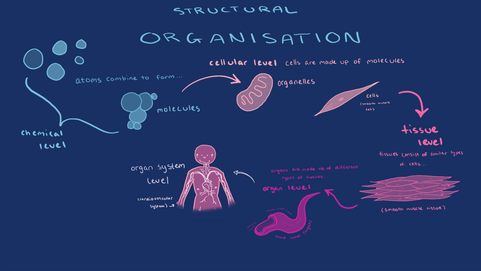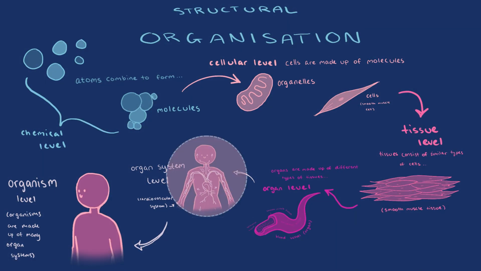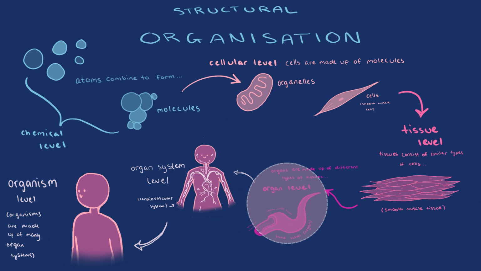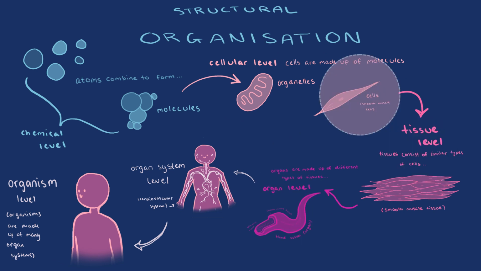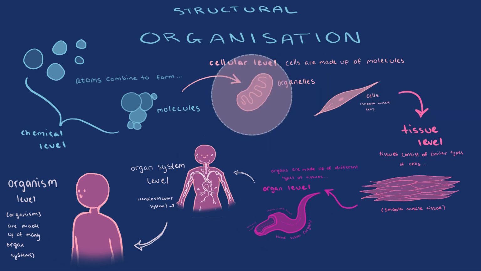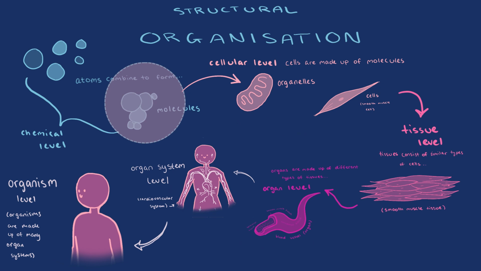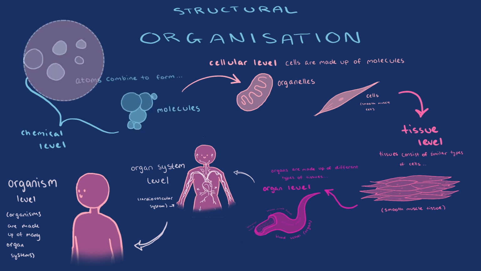And then, as I already hinted at, the last stage after the organ system level, your biggest one, is the organism itself. So your organism is made up of lots of organ systems, which are made up of lots of organs, which are made up of lots of tissues, and the tissues are made up of lots of cells, and the cells are made up of lots of organelles, and the organelles are made up of lots of molecules, and the molecules are made up of many atoms. That was very long-winded, but I think you get the idea.